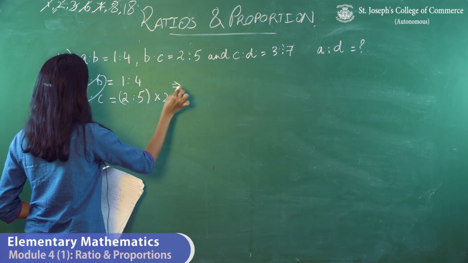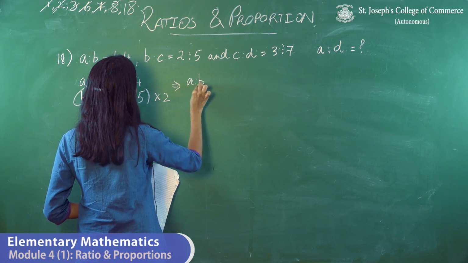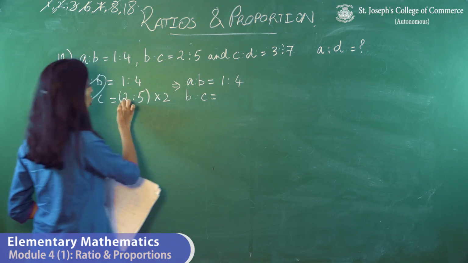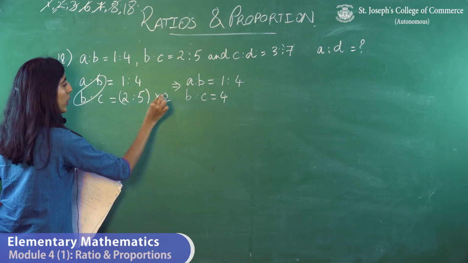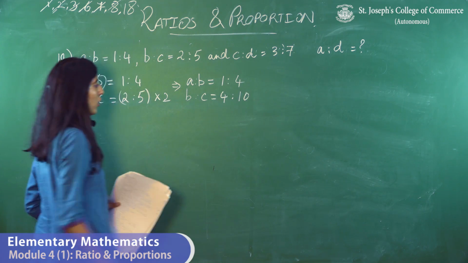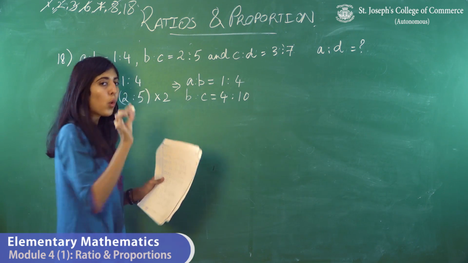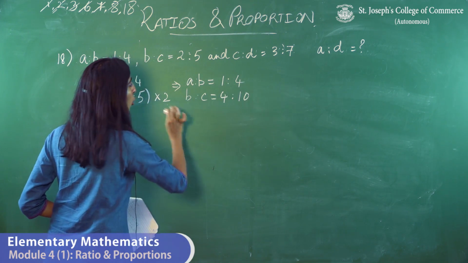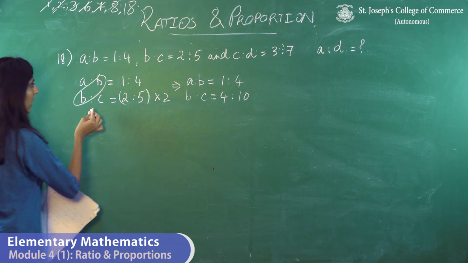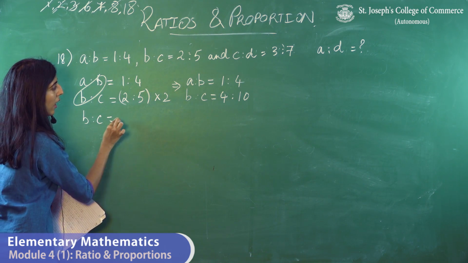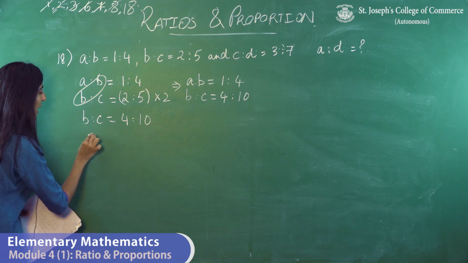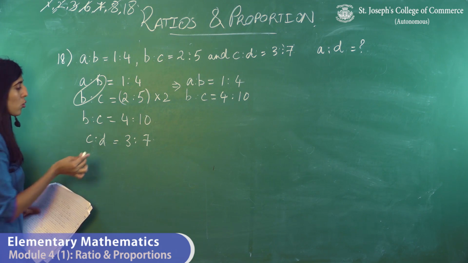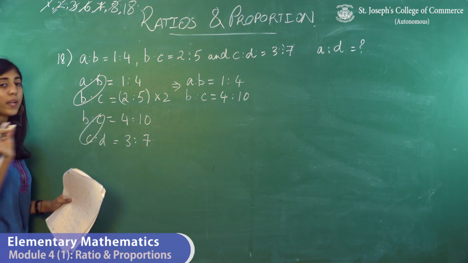So the next step would be, if I multiply it, A is to B will be equal to 1 is to 4, it will remain as it is, and B is to C will become 2 into 2, 4, and 2 into 5, 10. So now the new ratio for B is to C is 4 is to 10 and not 2 is to 5. The next step you do is to equate 4 is to 10 to 3 is to 7. So when I take B is to C as 4 is to 10 and C is to D as 3 is to 7.